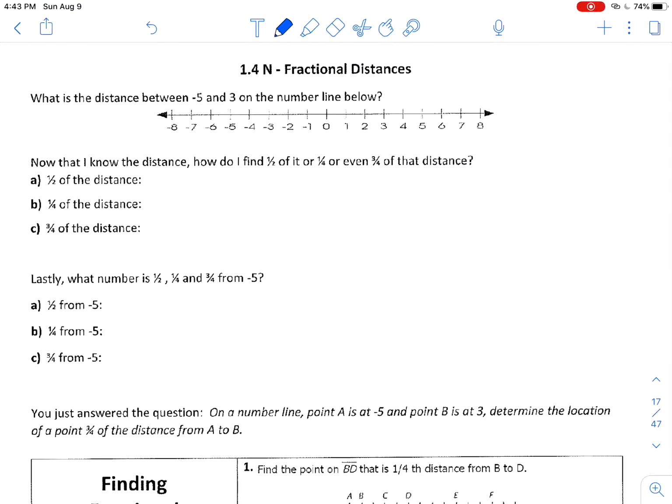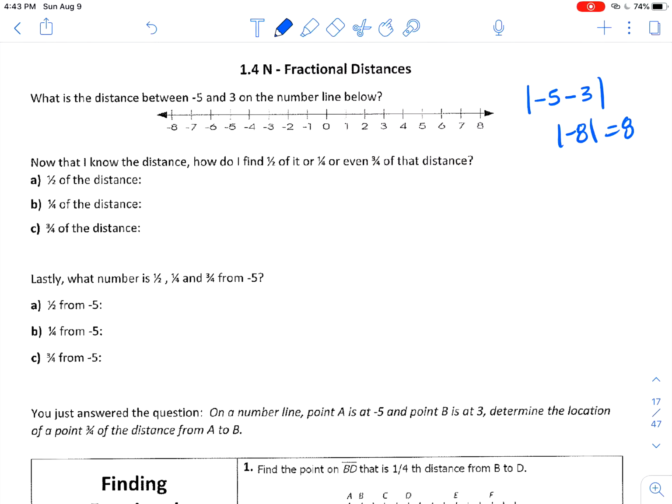Today's notes are going to cover fractional distances. What is the distance between -5 and 3 on the number line below? Well, from a previous lesson, we learned that to find the distance, we take the first point, we subtract the second, and we take the absolute value of that. So -5 minus 3 gives us -8, and the absolute value is 8.